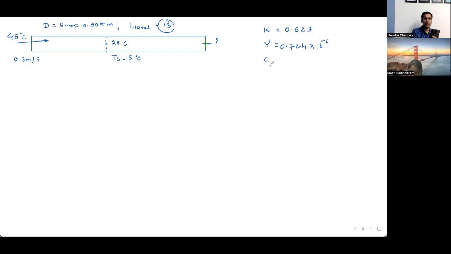We've got specific heat 4178. We've got density 994. We've got Prandtl number 4.83. Okay. Now what should be done?